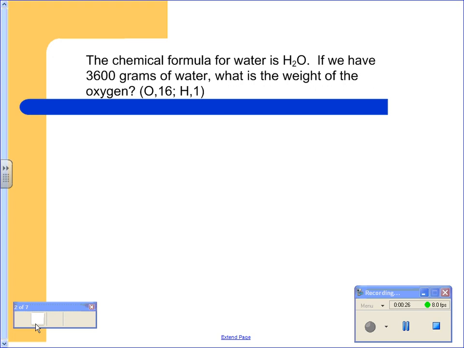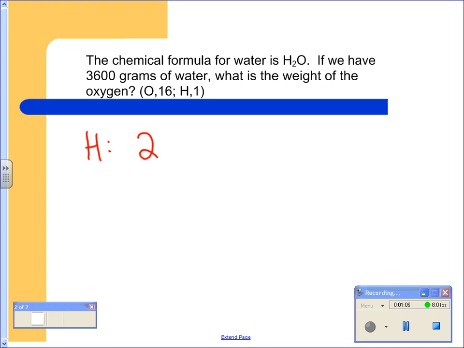So we have a chemical formula for water, H2O. If we have 3,600 grams of water, what is the weight of the oxygen? It tells you oxygen is 16 and hydrogen is 1. It has to deal with your ratio. How many hydrogens do we have? How much do the hydrogens weigh? 1 each. So how much do all of the hydrogens weigh?